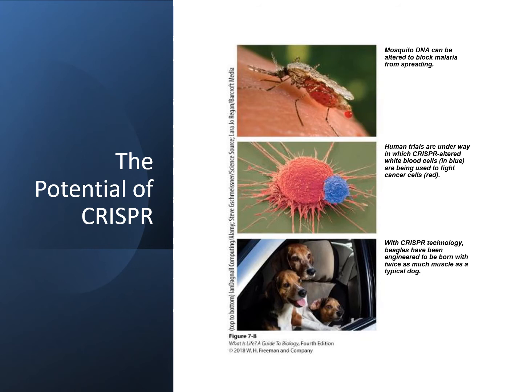The next are human trials being underway in which CRISPR altered white blood cells are being used to fight cancer cells. Again, kind of hitting home with these really big world-changing things, a cure for cancer. Can you imagine that? It would be absolutely astounding. And then a little less interesting, I suppose, but it's still kind of cool. Beagles were engineered to be born with twice as much muscle as a typical dog, which, maybe not as cool as curing cancer and getting rid of malaria, but still pretty neat.